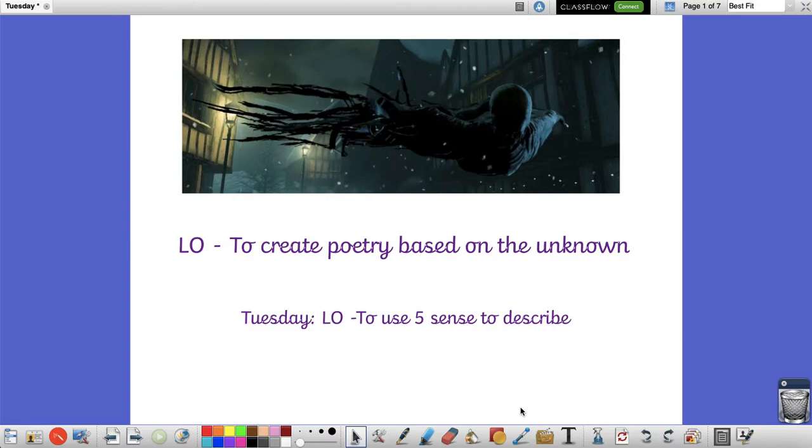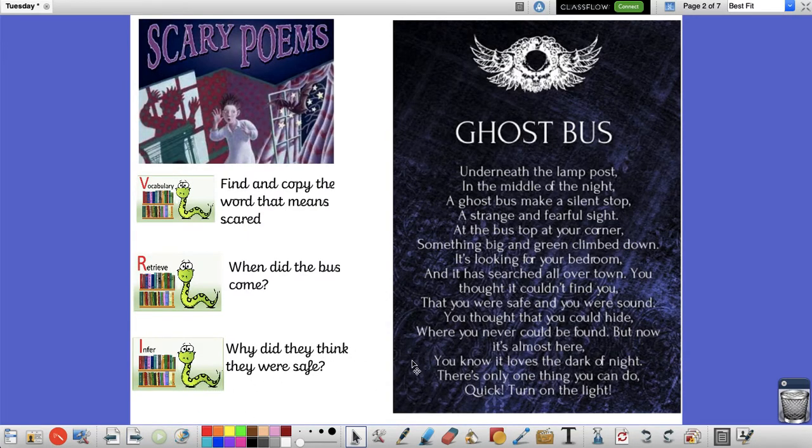Today you're going to carry on looking at using your senses to describe a setting rather than describing a dementor, to help you with your poetry later in the week. So first of all, we're going to recap on the poem that we had yesterday called Ghost Bus. And we're going to look at three different VIPERS today. Okay, so we're looking at vocabulary, retrieval and inference.